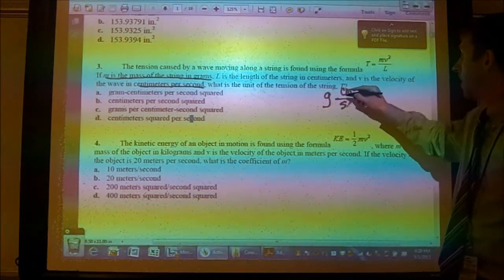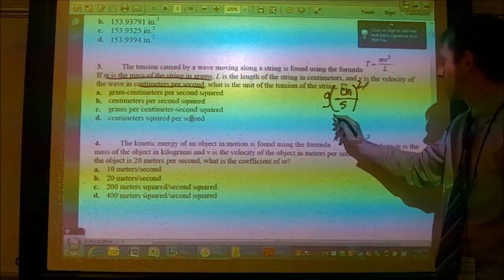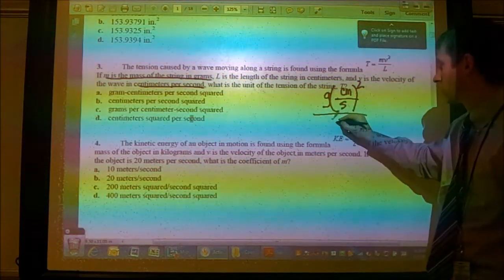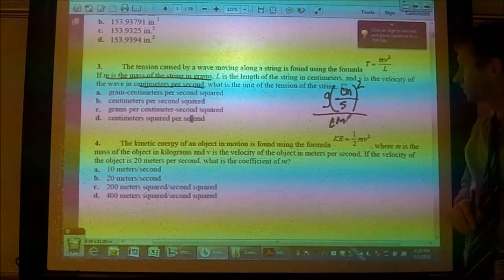But remember, it's squared. Okay? And so I'm going to square it. And it's all over L. What's L represent? The length in centimeters. So I get to use centimeters again here.